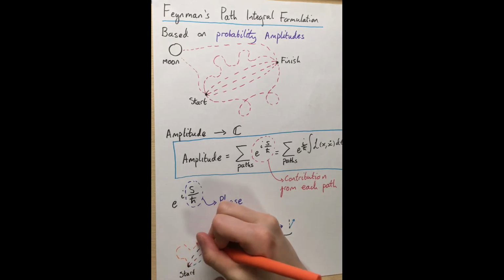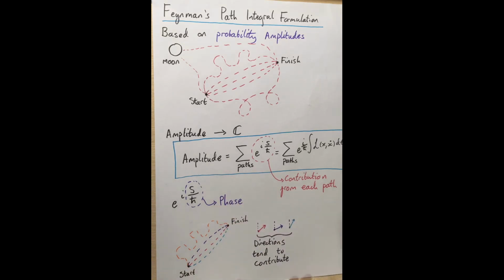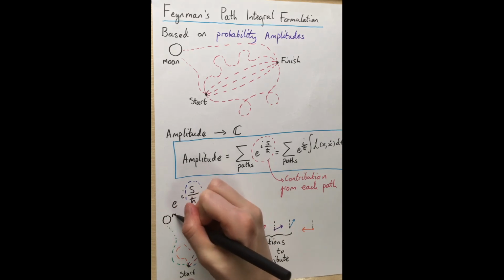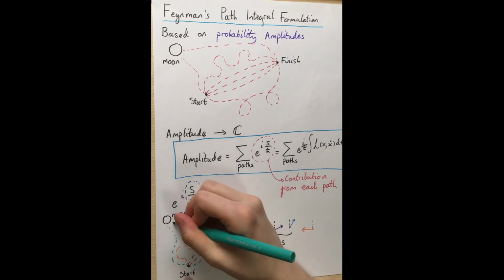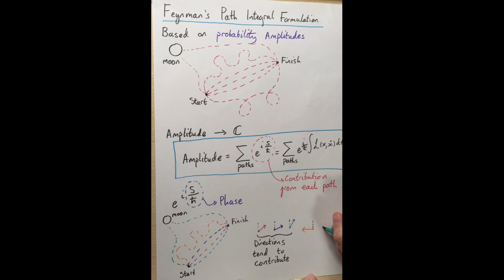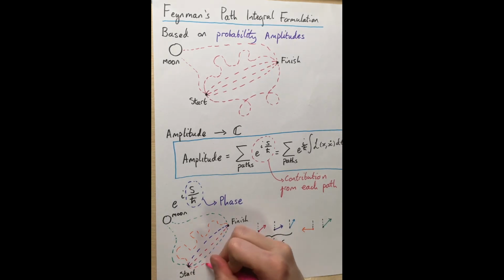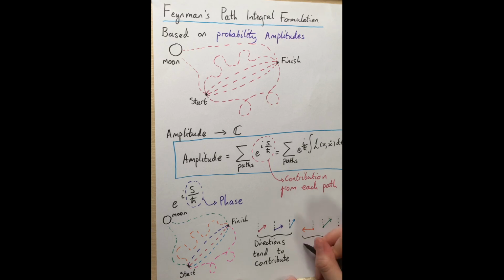Whereas if we consider again these paths that deviate strongly from the classical path, and we represent their vectors, we will see that these vectors that correspond to paths that are very different to the classical path tend to cancel each other out. And so we are left with trajectories that are very close to the classical path.